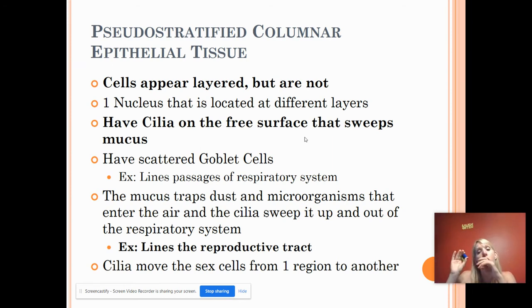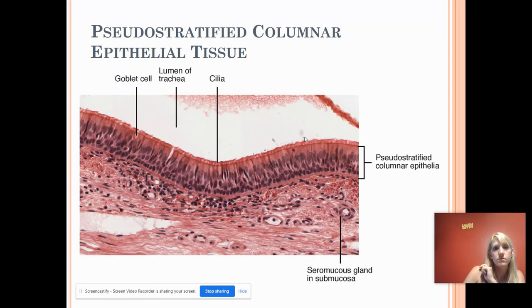So if you ever go and hawk up a lung, your cilia could have trapped those, and the goblet cells could have trapped those dust particles and made you cough them out. It's like when you hawk a loogie, that could be because of your goblet cells and your pseudostratified columnar epithelial tissue. Super beneficial. So here's a picture.